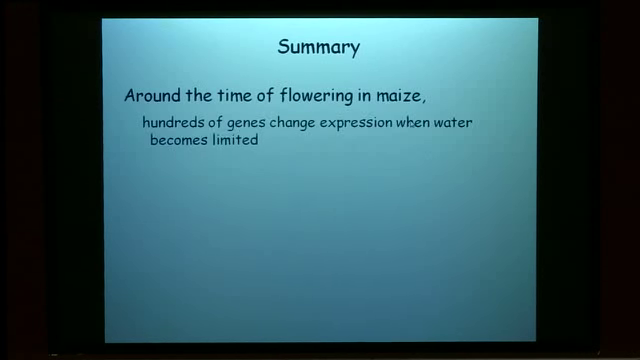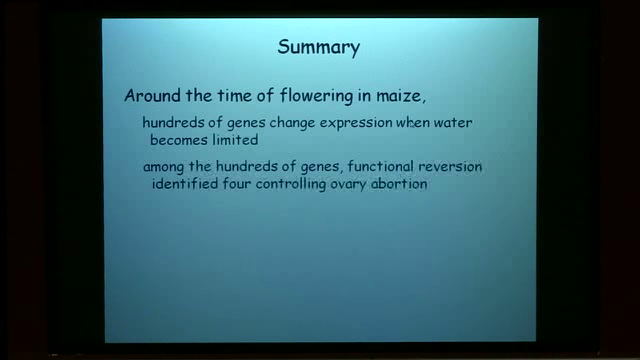So in summary, around the time of flowering in maize anyway, there are hundreds of genes that change in expression when water becomes limited. Our problem is, how do you account for the phenotypes? Which genes are controlling the phenotypes that we're looking at? Among the hundreds of genes, functional reversion helps to identify some of those genes, and what it has done is to identify a total of 4. 2 sucrose processing genes, which are downregulated, and 2 senescence genes so far.